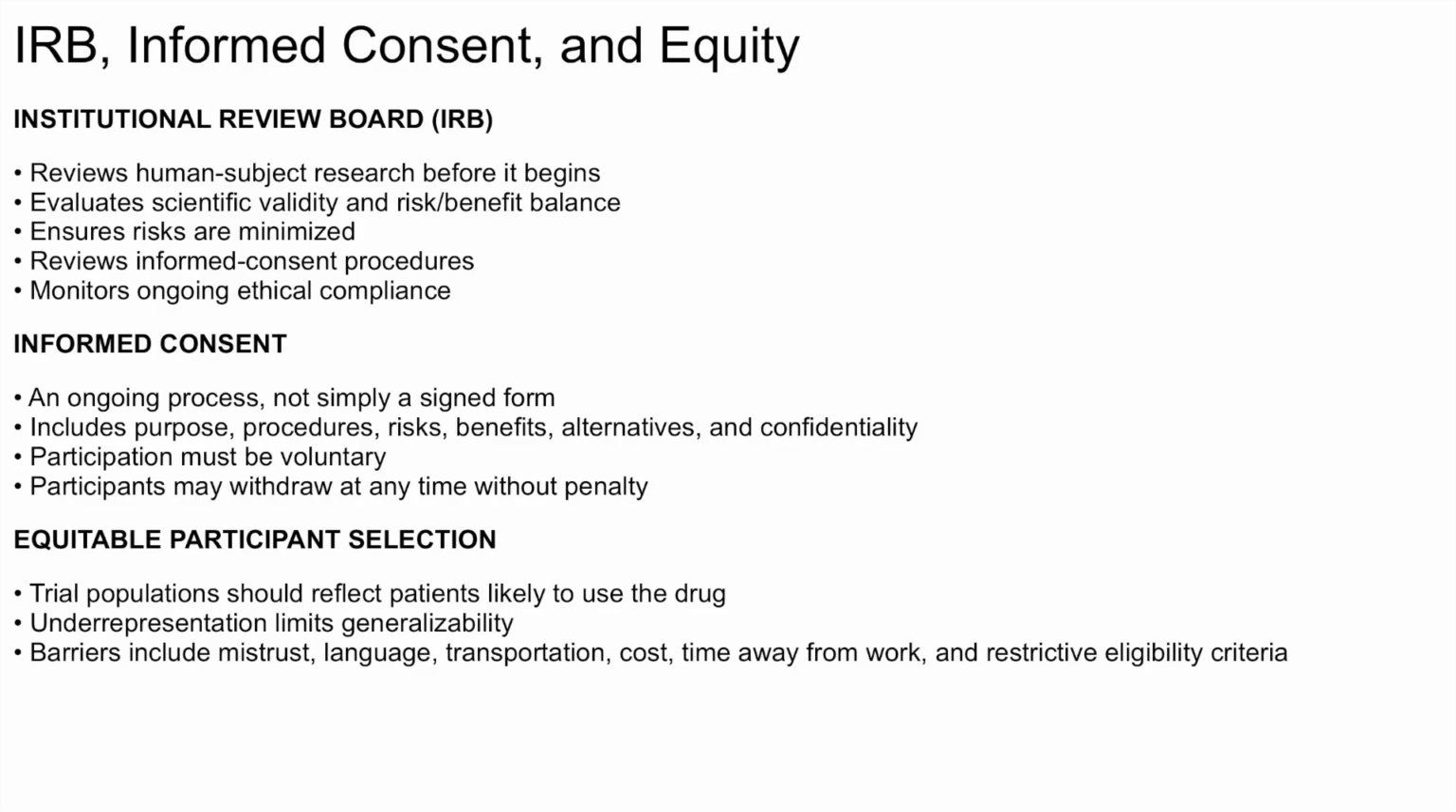Ethical selection also matters. Trial populations should reasonably reflect the people expected to use the treatment. So language, transportation, cost, time away from work, mistrust, and overly restrictive eligibility criteria can create underrepresentation and limit whether study findings generalize to real patients.